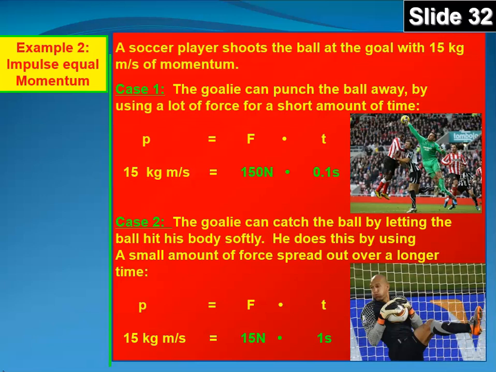Now, case number two, the goalie can catch the ball by letting the ball hit his body softly. So he does this by using a small amount of force spread out over a longer time. If you see the image at the bottom, it's still 15 kilogram meters per second of momentum that the ball has. But in order to bring that to a stop, you can use a smaller amount of force, 15 newtons instead of 150, but you spread that out over a longer time, 1 second. So 1 second is 10 times as long as 1/10 of a second. By using a small amount of force so that the ball won't bounce away over a longer period of time, you can also remove that 15 kilogram meters per second of momentum from the ball.